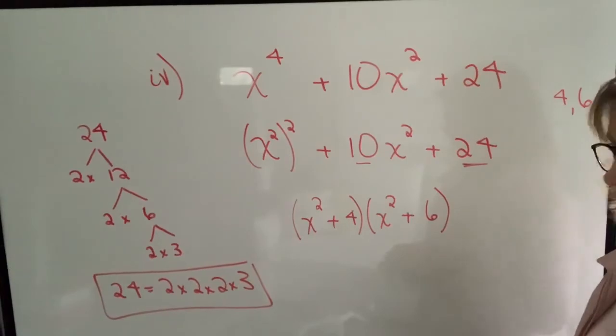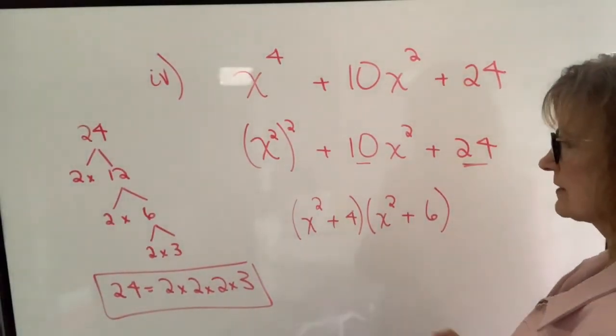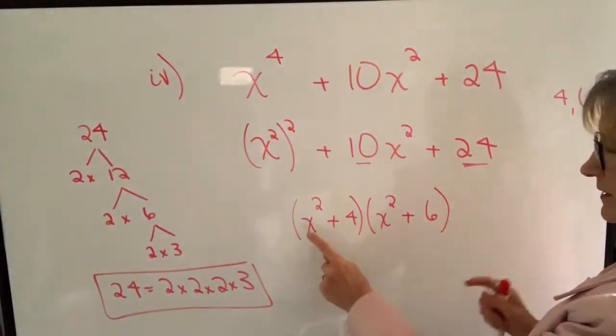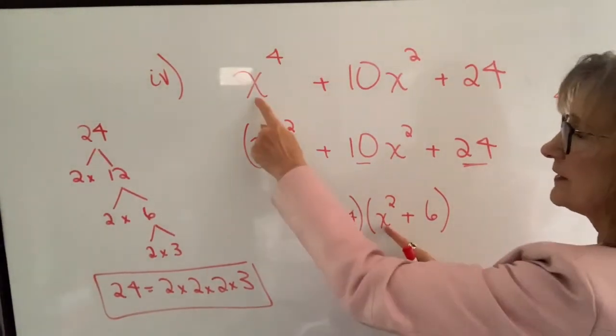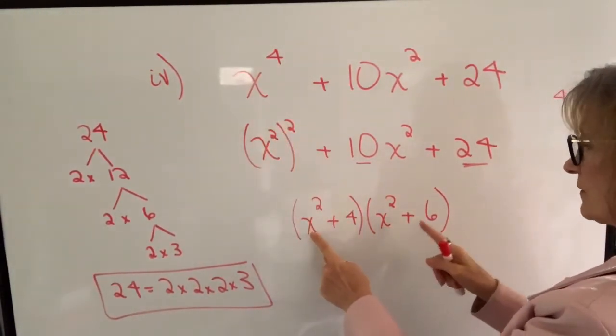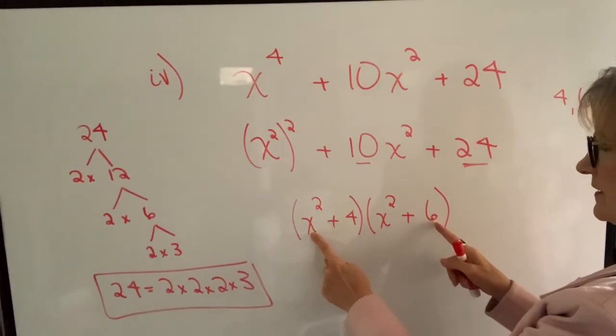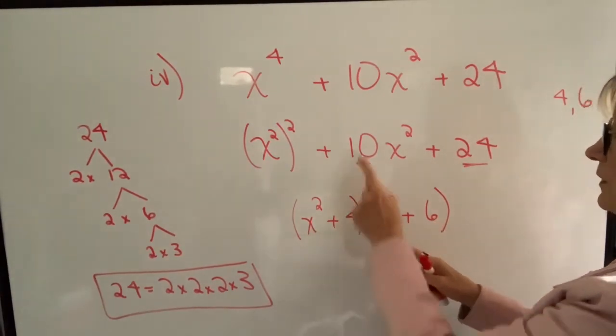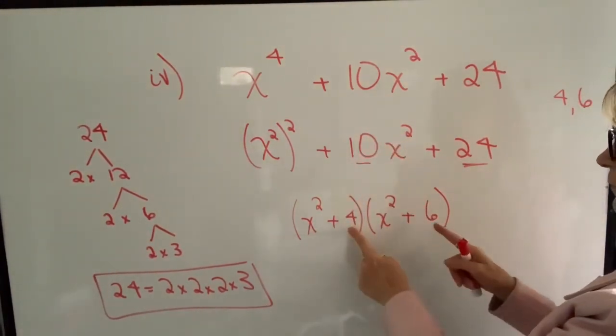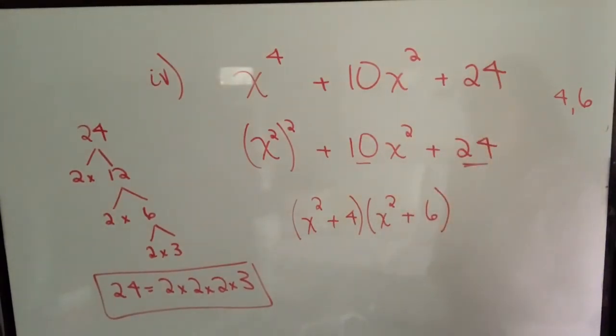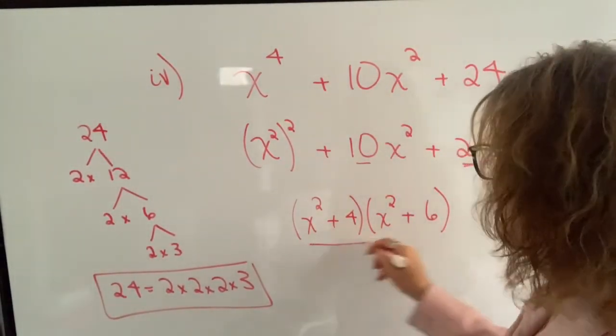Again, we can do a quick check to make sure that our factoring is correct by multiplying this to this. So x squared times x squared is indeed x to the 4th. X squared times 6 is 6x squared plus 4x squared gives me the 10x squared, and 4 times 6 is 24. So I can see that that is correct.